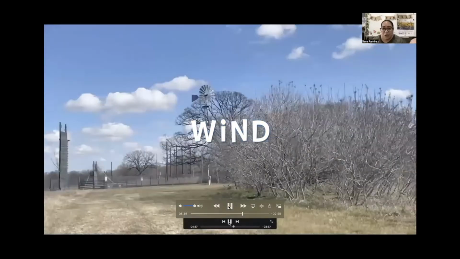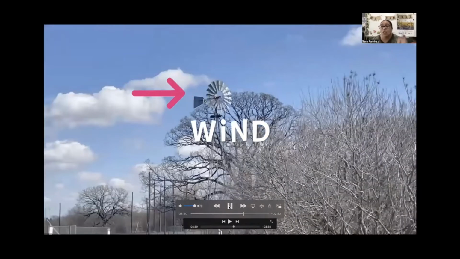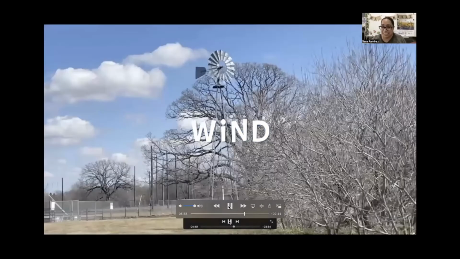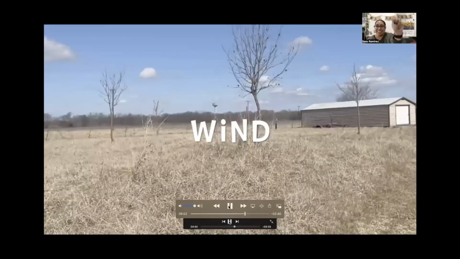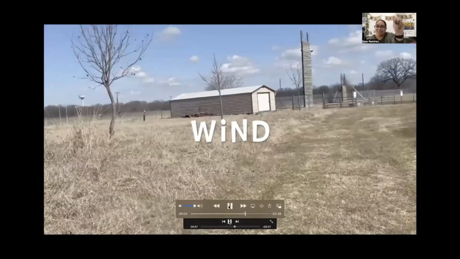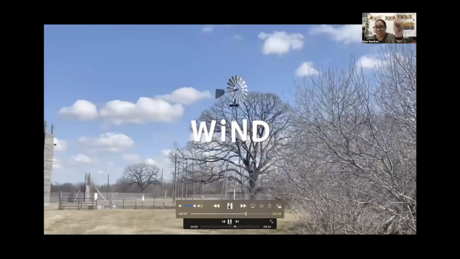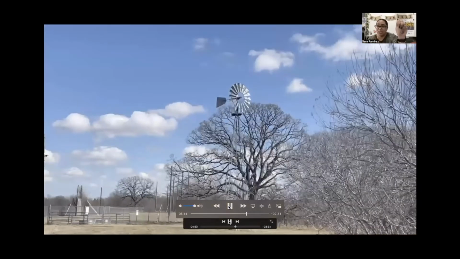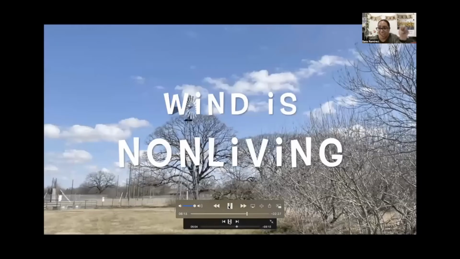And even if you don't have a windmill at school or home, you know it's windy because you can look at the trees. If the trees are moving, that means there's wind. And hopefully you guys said the wind is non-living. So you should have your hand in a fist. So the wind is not alive. It can move things, but it's not a living thing. The wind is non-living.